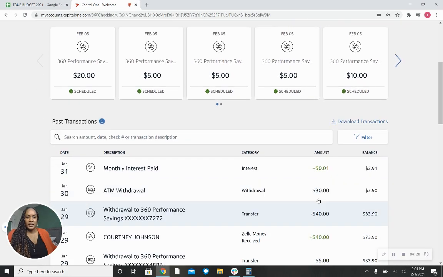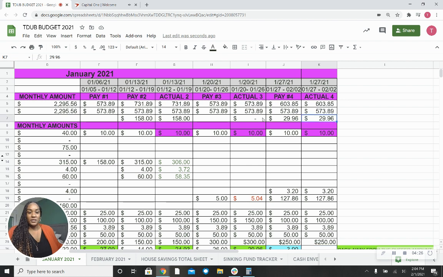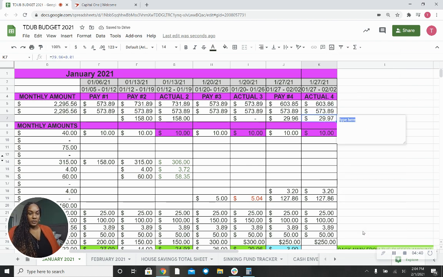And then $3. We had interest paid of a penny, so we can actually add a penny to the rollover portion. So I'll make it a formula. It's going to be equals the $29.96 rollover plus one penny. And I'll add a note, 0.01 cents of interest. That's where we got that.